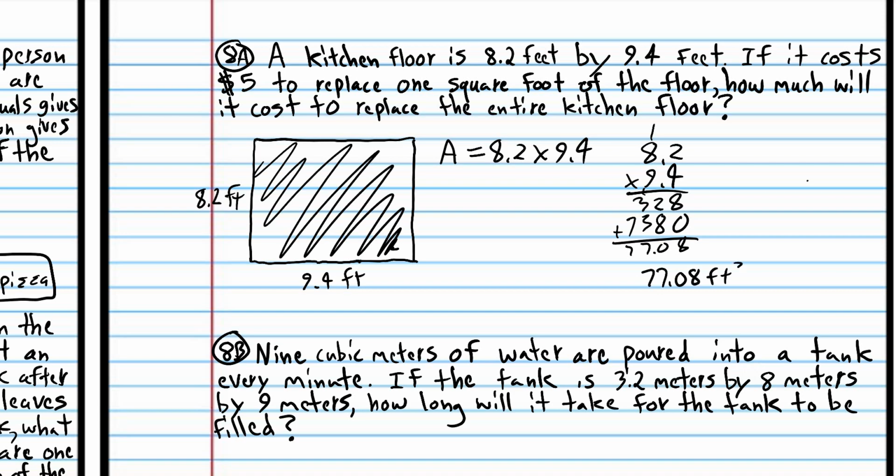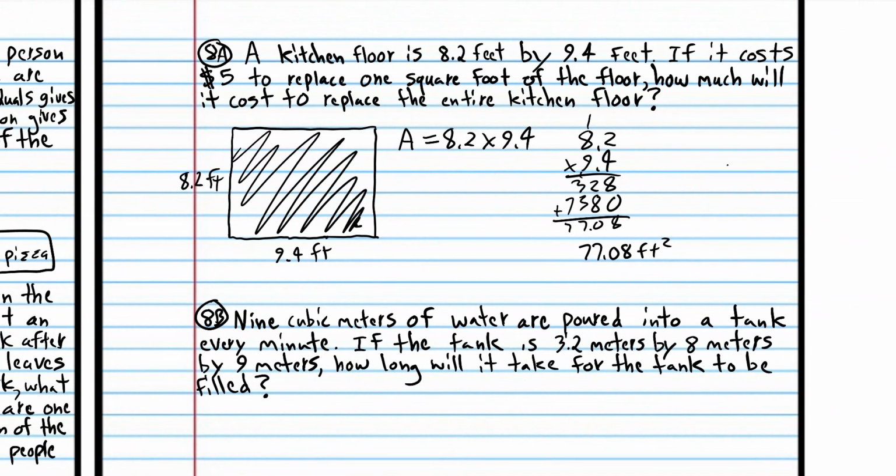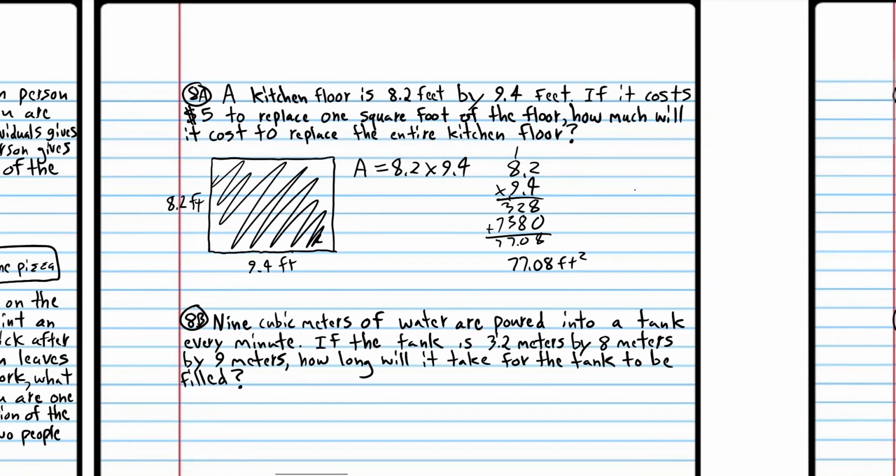square feet. So now we know how many square feet we have. So it's $5 for 1 square foot. We don't have 1 square foot. We have 77.08 square feet. So we have to multiply. So 77.08 times $5. So we have $385.40. That's how much it costs.